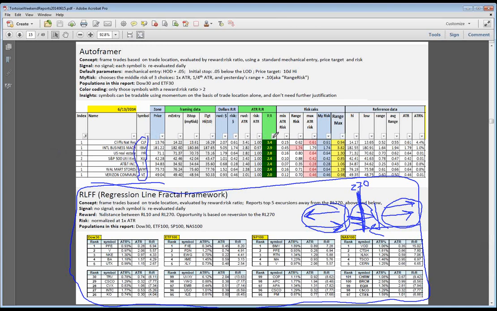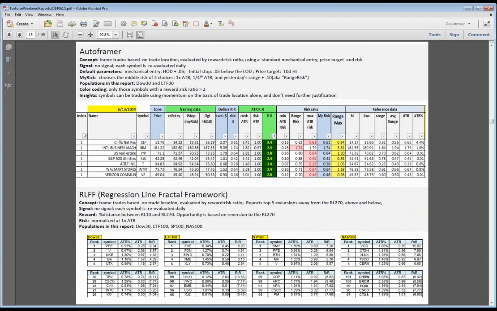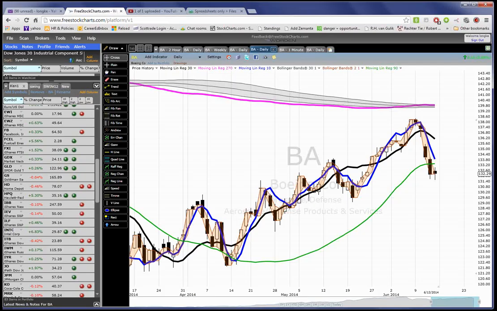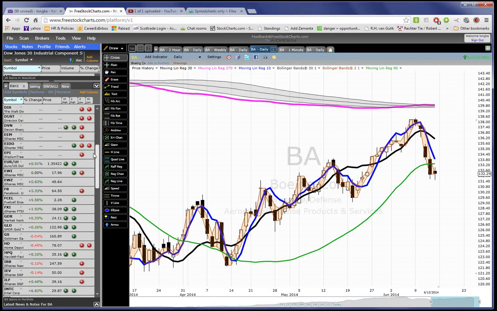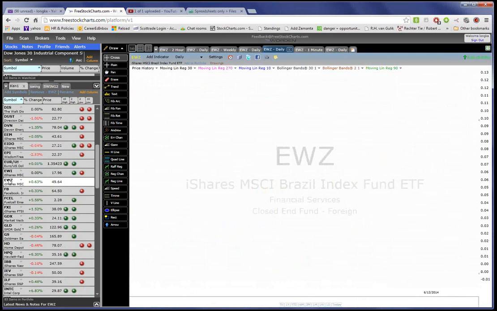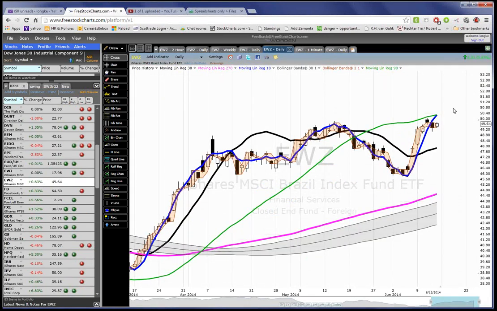Let's just, for the heck of it, take a look at Cliff at 3.4 to 1, one of our auto framer favorites. Let's just knock that one out while we're here. And let's look at Brazil too. I just saw that one. I love Brazil in this location.